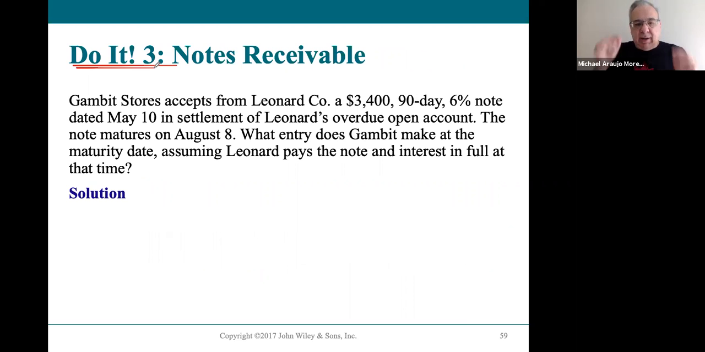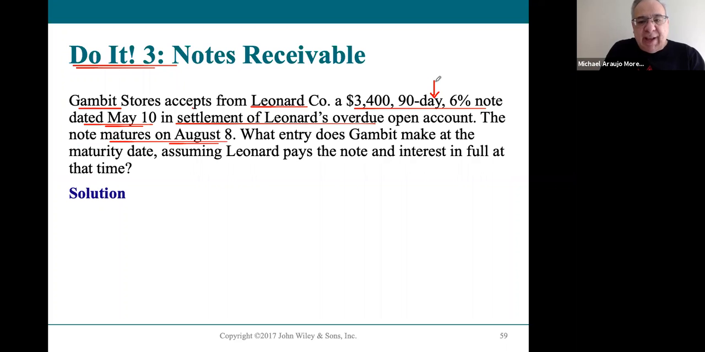All right, so a little bit of review on that with the DoIt exercise. And learning objective 3 will be in the books here. Gambit accepts from Leonard a $3,400, 90-day, 6% note dated May the 10th. Now, when it's in days, we're going to need to do something a little bit different. Why did they take the note? Because they had to settle the open account. So in other words, they used the note receivable to pay their accounts receivable. That was earlier in the chapter. That's important to know. It says the note matures on August 8th.